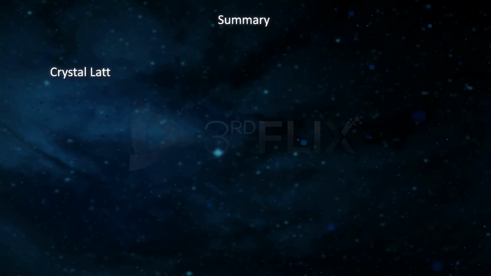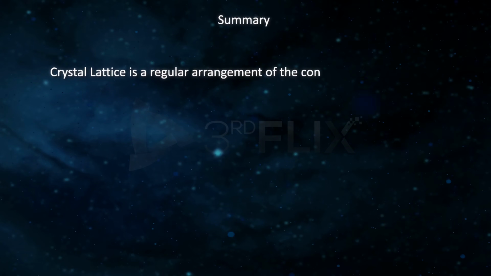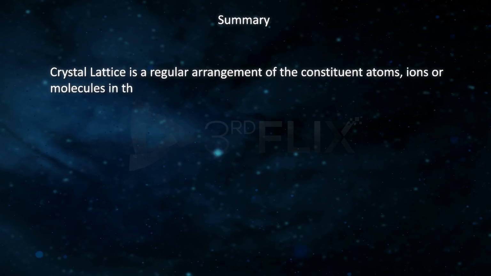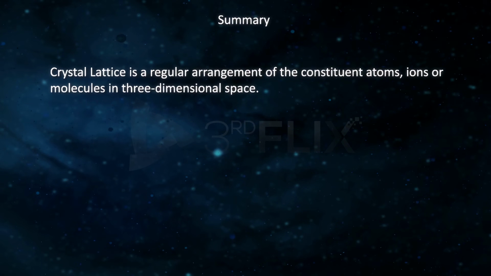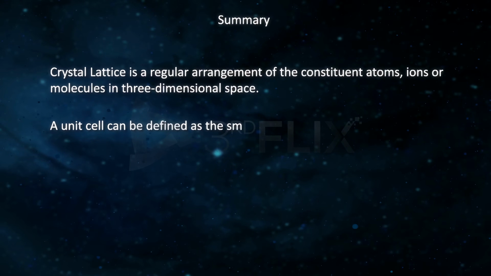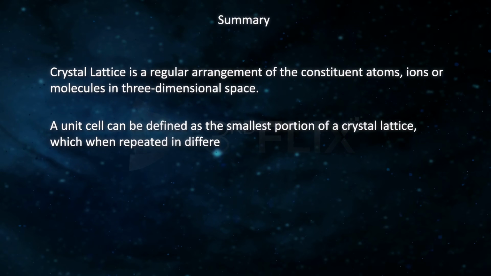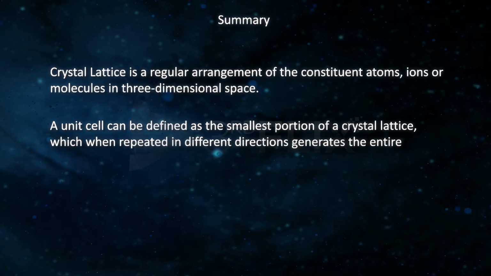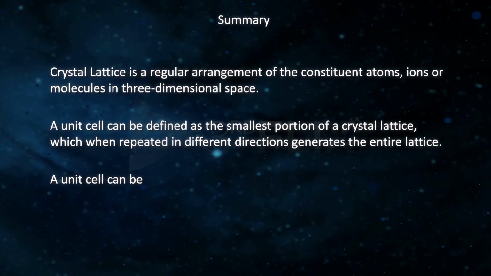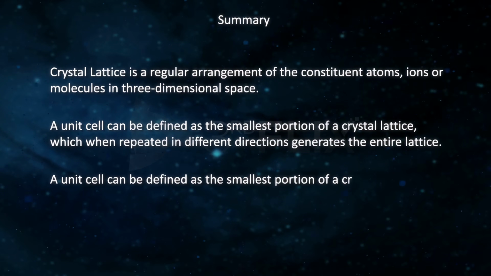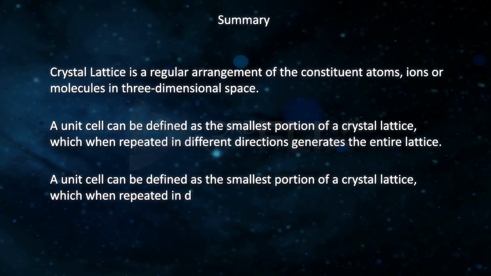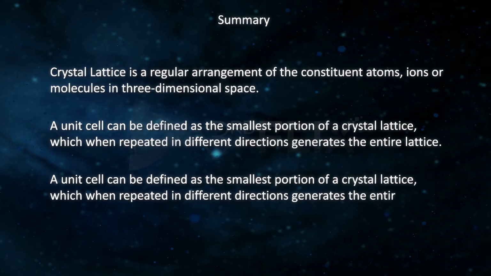Let's summarize. Crystal lattice is a regular arrangement of the constituent atoms, ions, or molecules in 3-dimensional space. A unit cell can be defined as the smallest part which has the overall symmetry of a crystal and from which the entire lattice can be built up by repetition in 3 dimensions. A unit cell is characterized by distances a, b, and c along 3 edges and angles alpha, beta, and gamma between pairs of edges.